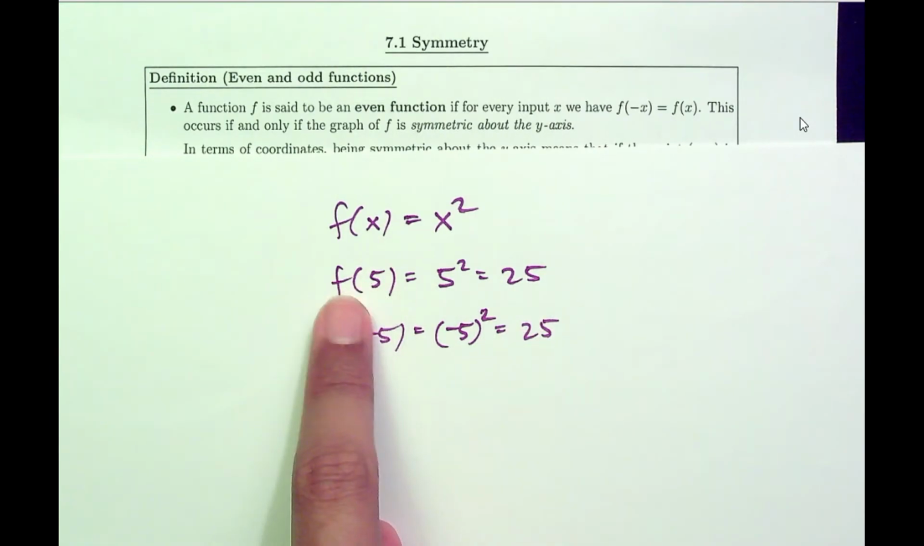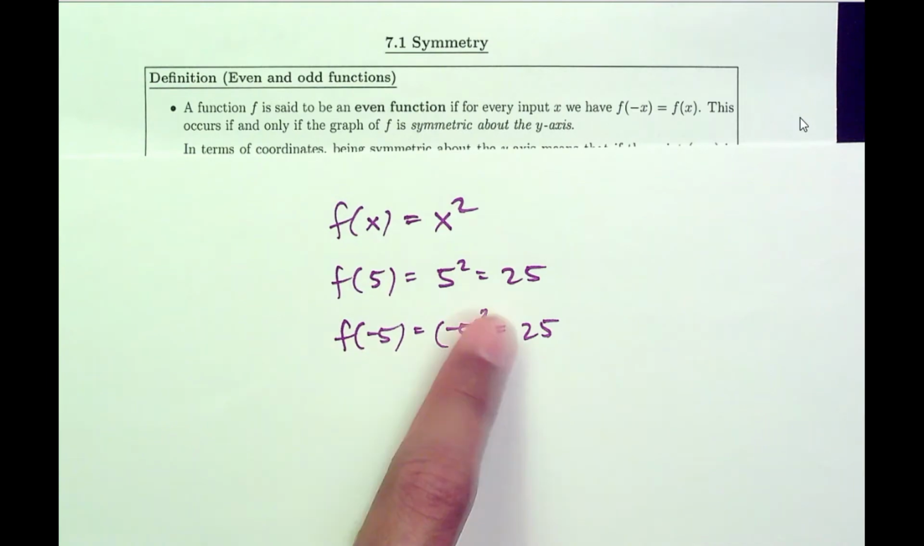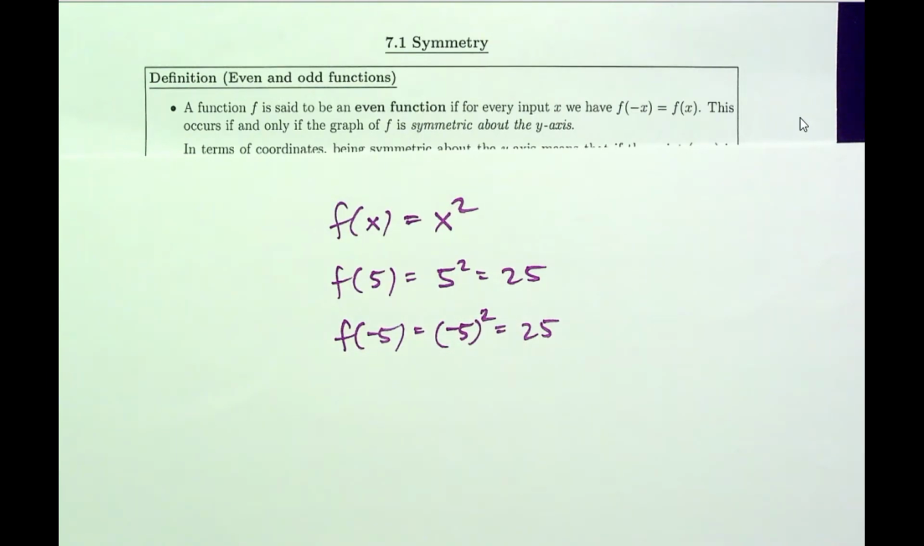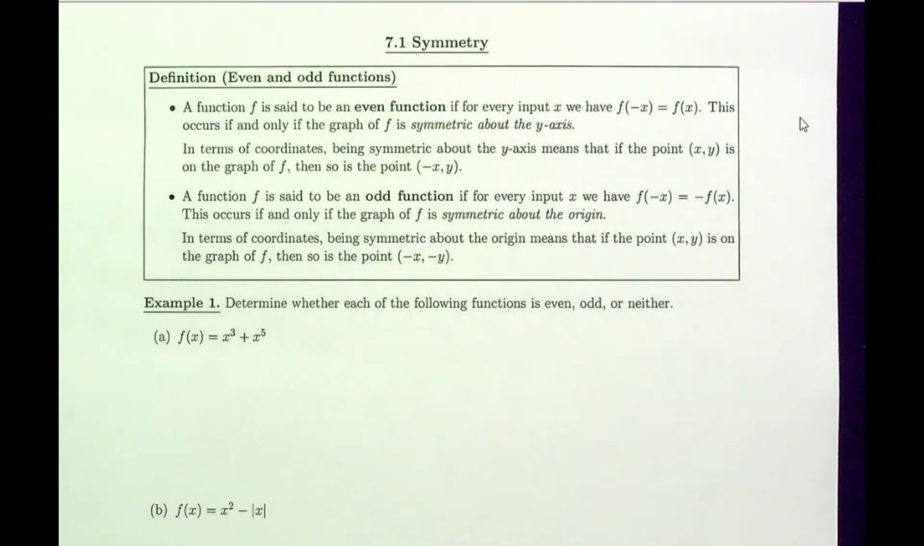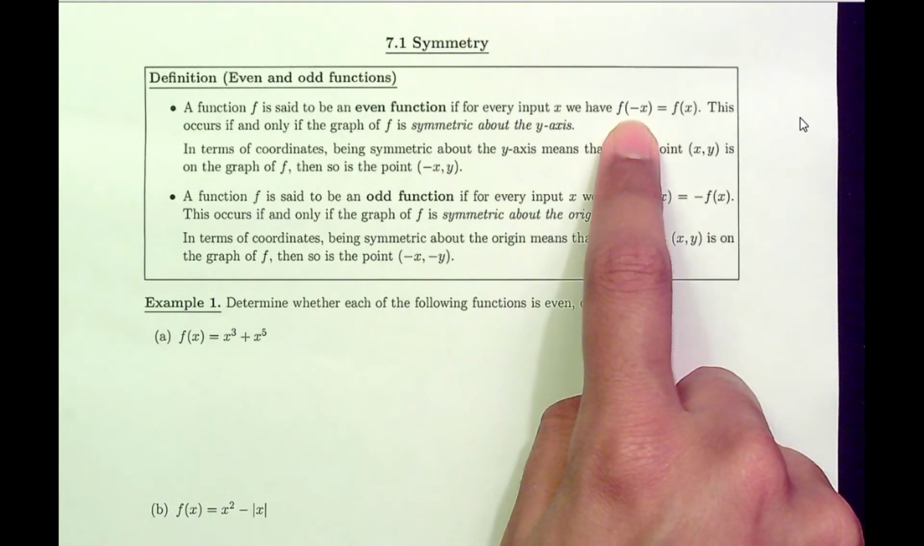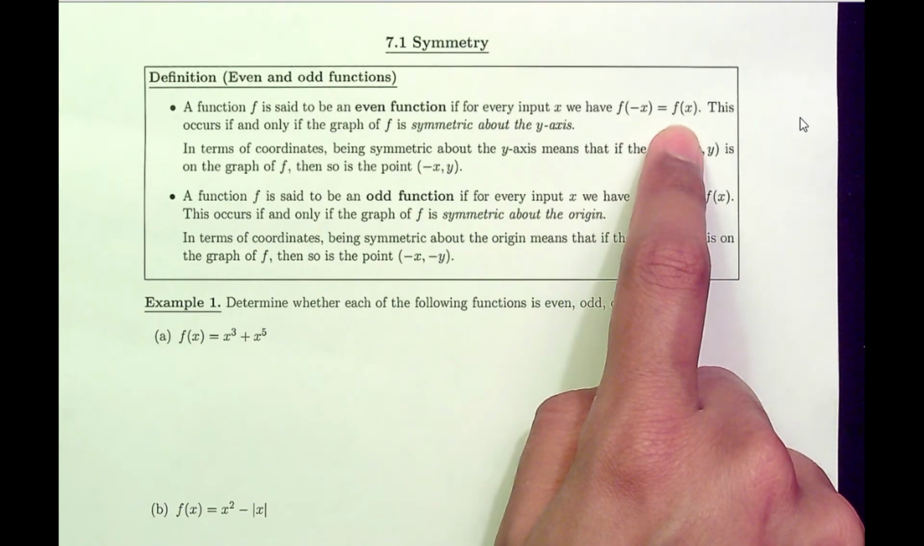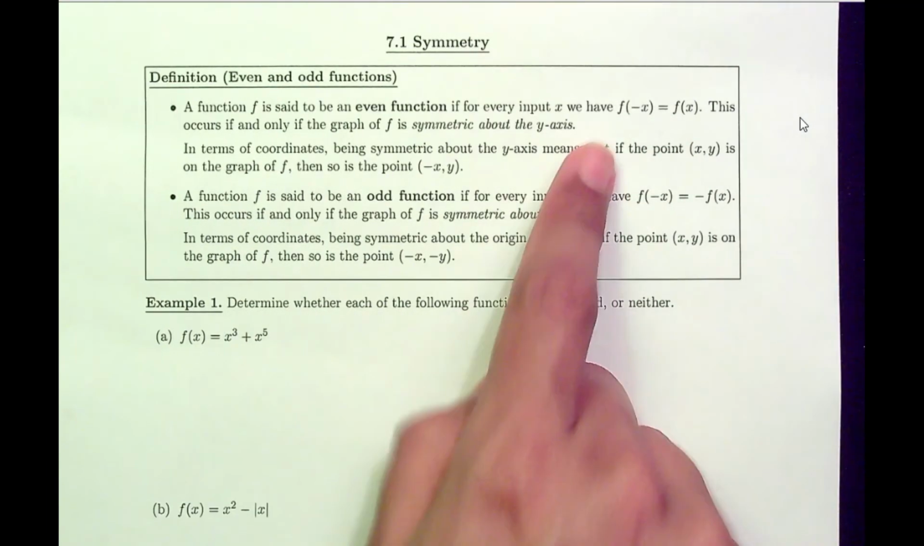It makes no difference whatsoever in the output. You get exactly the same answer. So that is the concept of even. If you plug in the negative counterpart of an input, you get exactly the same thing as if you had not put in that negative number, that negative sign. Makes no difference. So f of -x is exactly the same thing as f of x. So that's what it means algebraically.